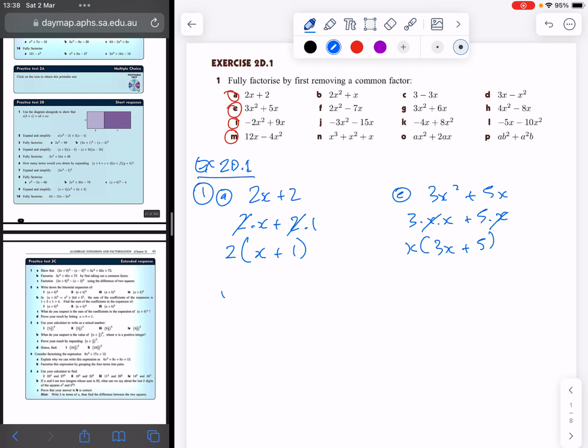Negative 2x squared plus 9x. Could I break down 9 anymore? No, because 2 doesn't go into it, so that doesn't help. Anything common is x. x on the outside. What's left over? Negative 2x plus 9.